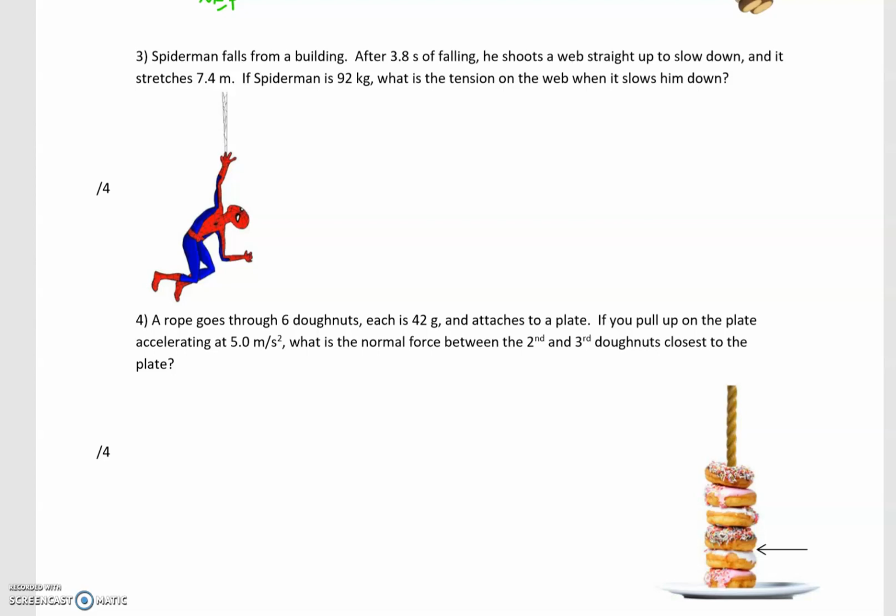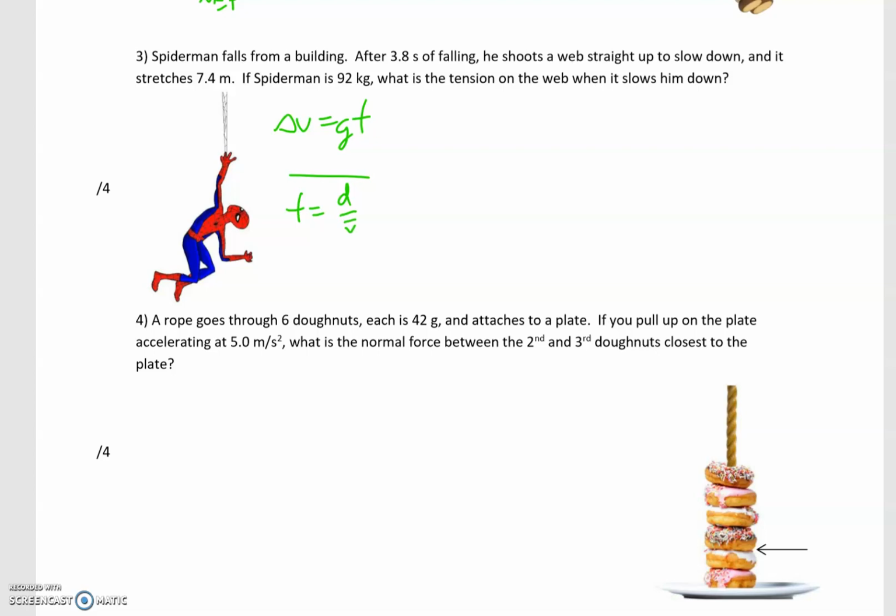Okay, well, let's start with first things first. He falls for 3.8 before he even shoots the web. So I can find out his change in V on the way down. So I can find out how fast he was going when he shot the web. Then I know he goes from that speed to 0. So if I know he goes from that speed to 0, I can find the average speed during the stopping part. And if I have the distance of 7.4, I can find the time it took him to stop.